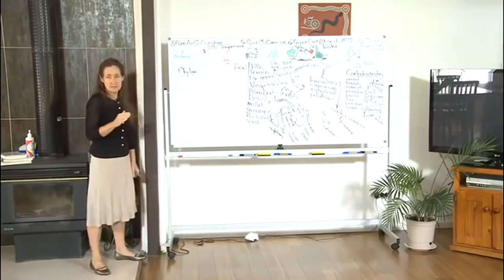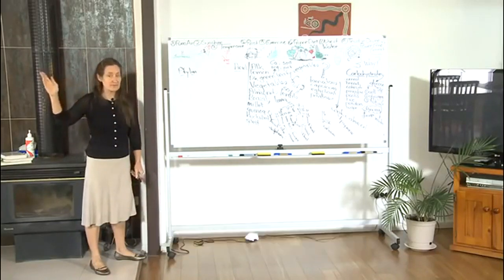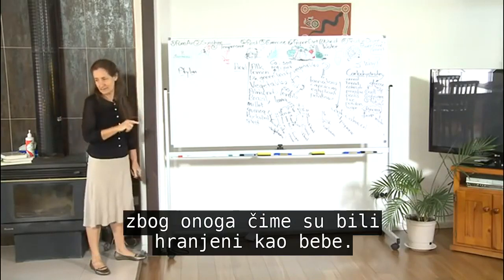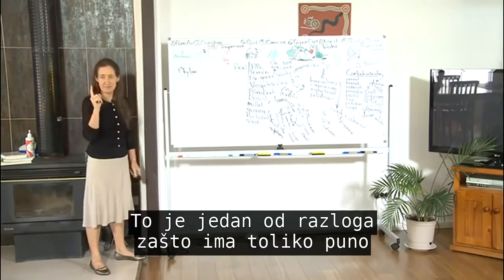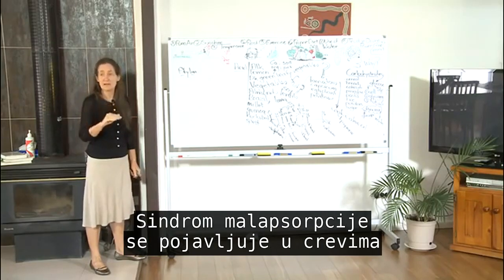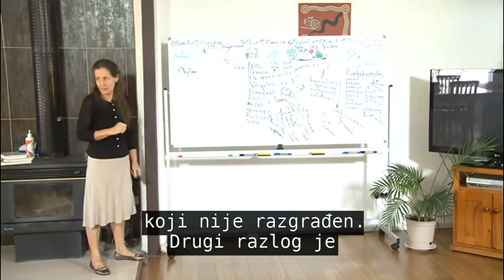What's happening is, we're getting adults in their 30s, 40s, 50s developing gluten intolerance because of what they were fed as babies. So that's one of the reasons we're seeing so much gluten intolerance. Malabsorption syndrome is set up in the gut because this starch is coming down and it hasn't been broken down.